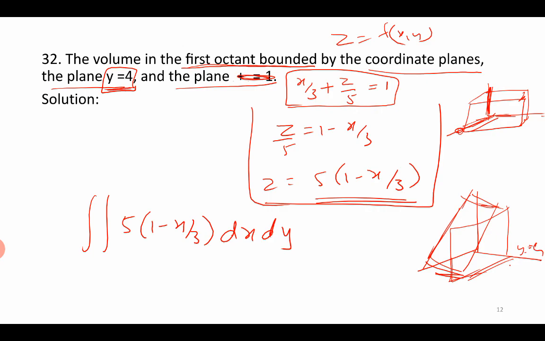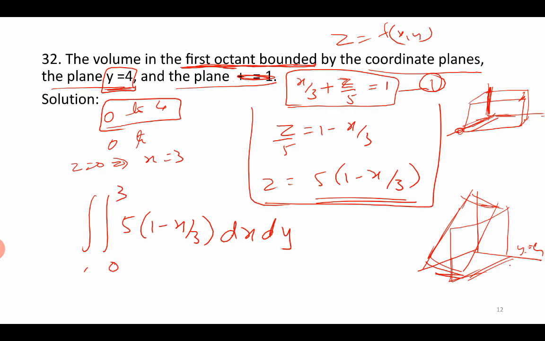So we don't want the graph actually, but how to find the limit? The limit of y is 4, but the lower limit is 0, because we are in the first octant, all x, y, z are positive. So y from 0 to 4. How do you find x? X is 0 to what? X is to be found from this equation number 1. Take z is 0. Z is 0 gives you the ground, isn't it? You are on the xy plane. So when z is 0, you will find the x value. X value will be 3 when z is 0. So the limit of x will be 0 to 3. Limit of y will be 0 to 4.